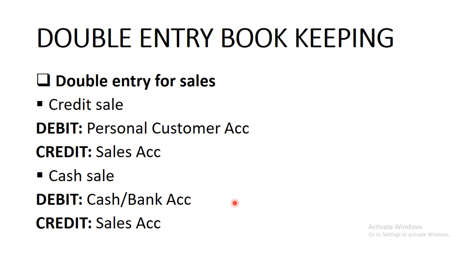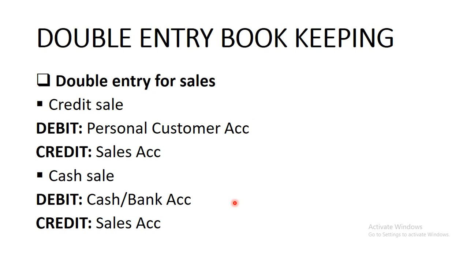Now let's look deep into the double entry bookkeeping. We're going to look at different transactions. We're going to look at sales, purchases, sales returns, and purchases returns. We're also going to look at the double entry for assets, which are non-current assets, and other aspects of the business. Now, you need to understand the general treatment for sales.